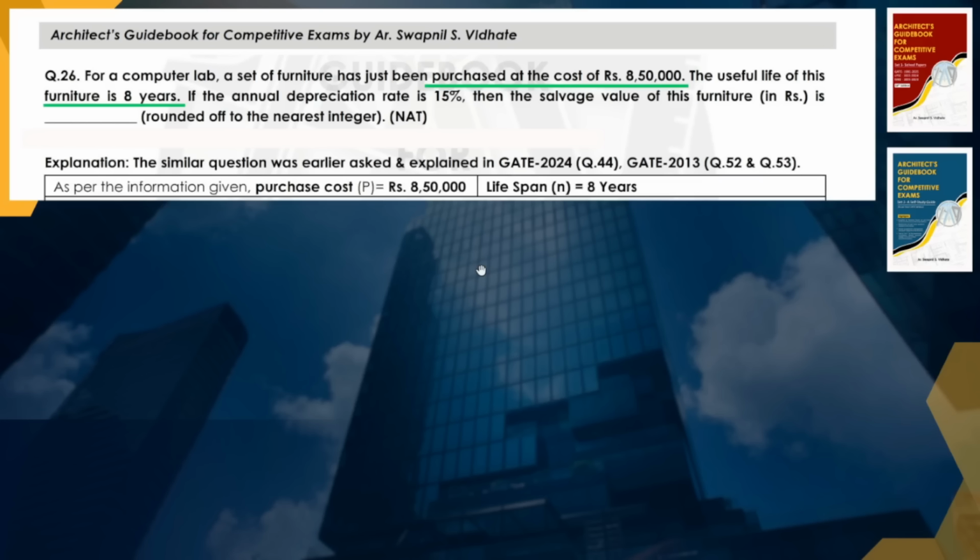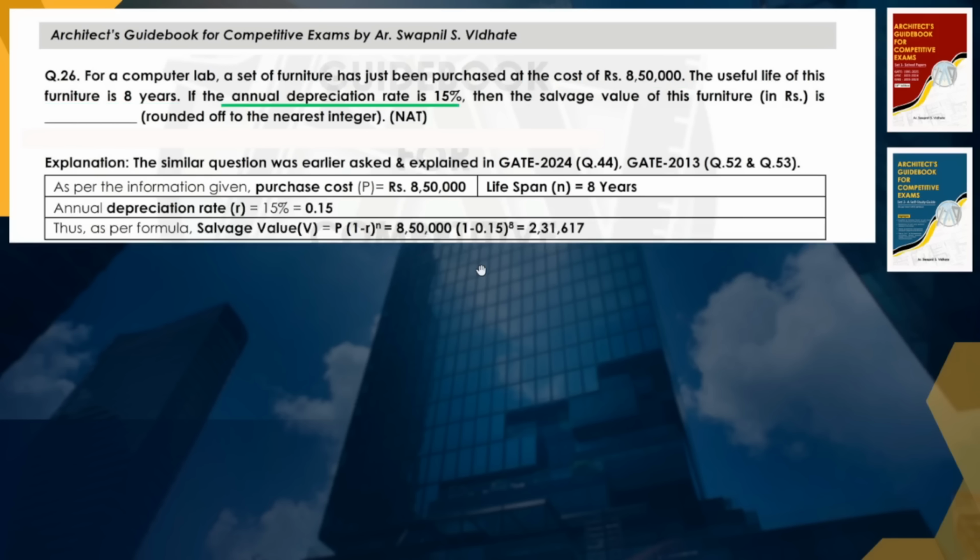So as per the information given, purchase cost, that means P, is 8,50,000, lifespan is 8 years. The annual depreciation rate provided is 15%, so 15% will be 0.15. What is the formula to find the salvage value? Salvage value will be equal to P into (1 minus R) raised to N. What is P? P is your purchase cost, R is the depreciation rate, N is the lifespan.